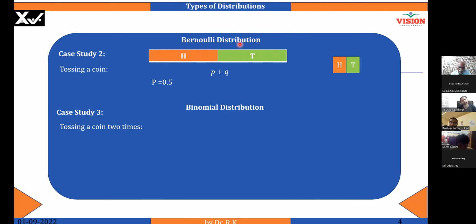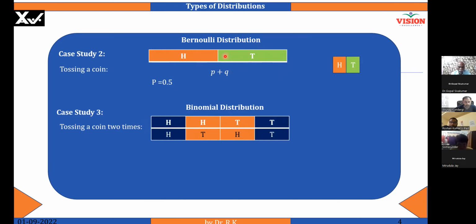Now Bernoulli we have seen, binomial we will see. Tossing a coin 2 times, right? Then what will be the sample space? The sample space will be 4. I will tell you why. First time you may get head or tail. If the first time you get a head, the second time you can get either head or tail. If the first time you get tail, the second time again you can get a head or tail. Other than this, there can be no other possibility. So the total probability is 1. One of these will have to occur.